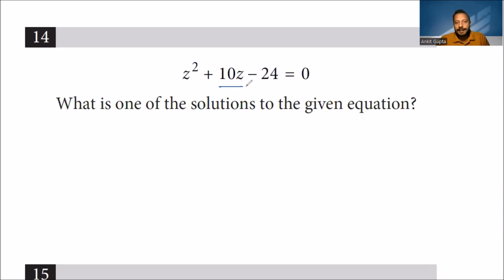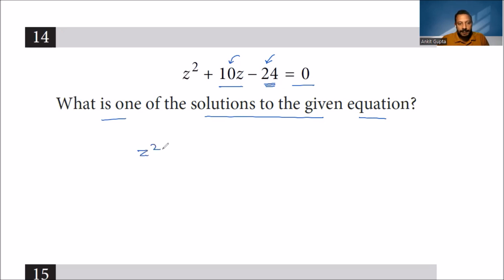z squared plus 10z minus 24 is equal to 0. What is one of the solutions of the given equation? So we need to simplify this quadratic equation. We can see that there is a 10 here and there is minus 24. 24 we can get by splitting this as 12 and 2.